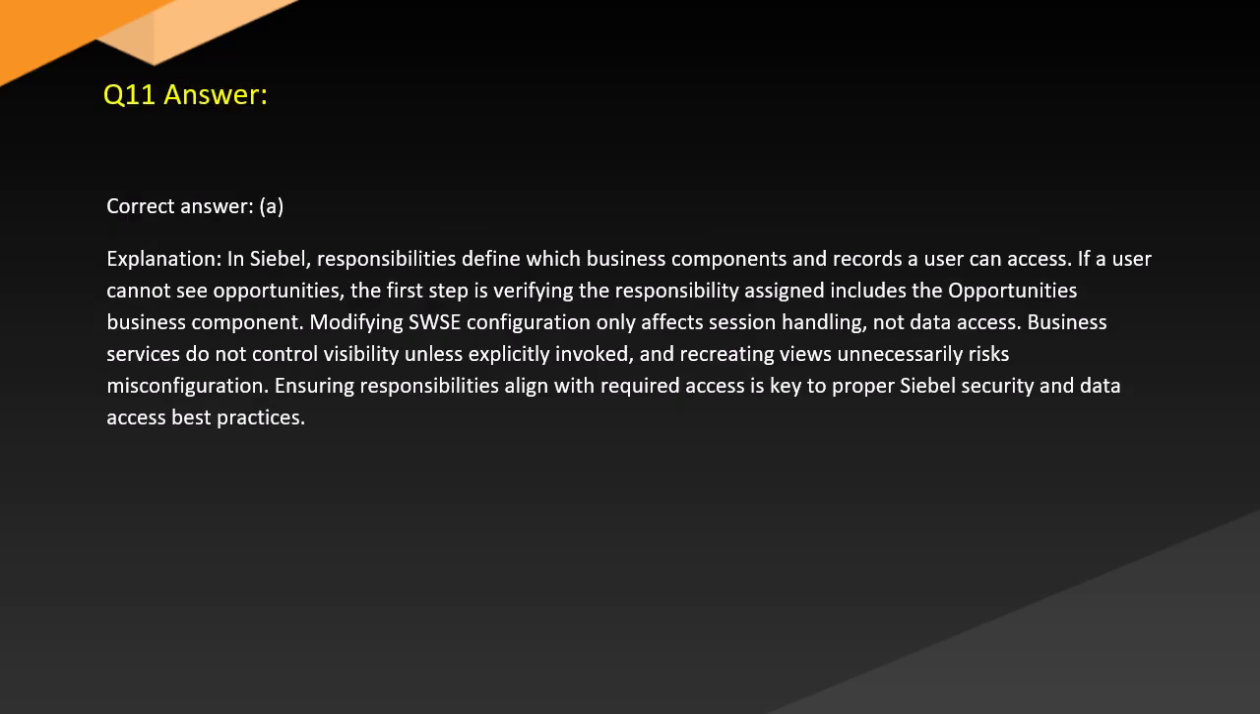Answer. Correct answer: A. Explanation. In Siebel, responsibilities define which business components and records a user can access. If a user cannot see opportunities, the first step is verifying the responsibility assigned includes the opportunities business component. Modifying SWE configuration only affects session handling, not data access. Business services do not control visibility unless explicitly invoked, and recreating views is unnecessary and risks misconfiguration. Ensuring responsibilities align with required access is key to proper Siebel security and data access best practices.